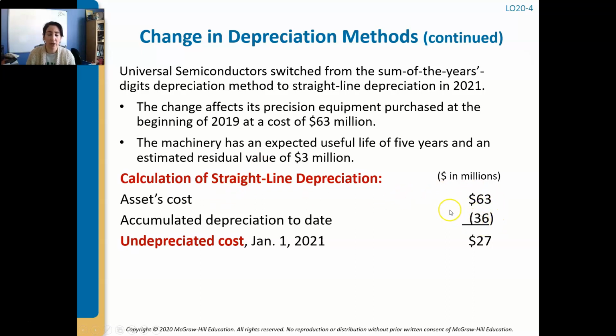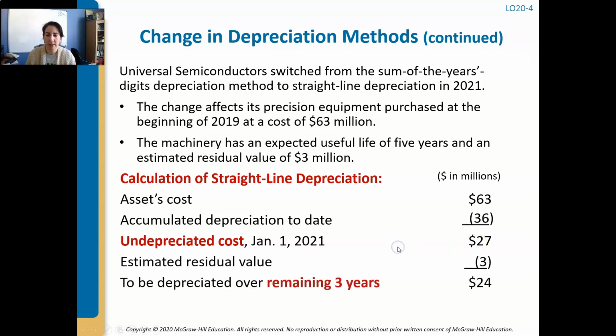So the asset's cost was 63 million. The depreciation so far had been 36 from the previous slide. So that means the remaining book value at this point is 27 million. So we're going to take that 27 million and we're going to recalculate depreciation based on straight line. 27 million minus the 3, right, for the residual value. So it's 27 minus 3 in the numerator, 24 million.